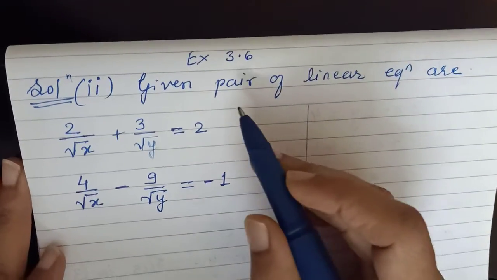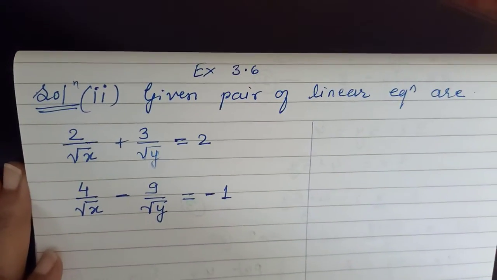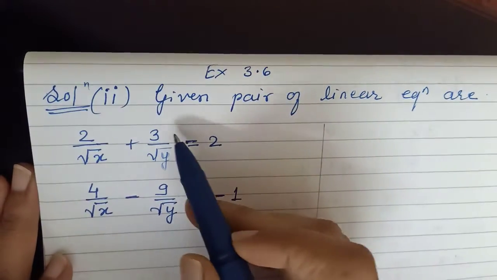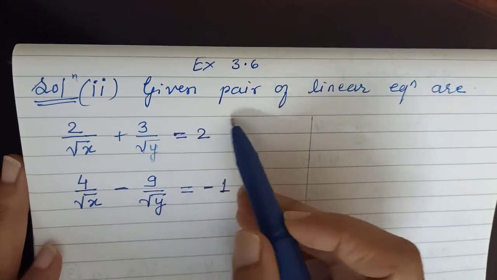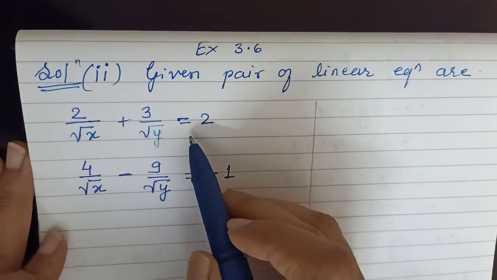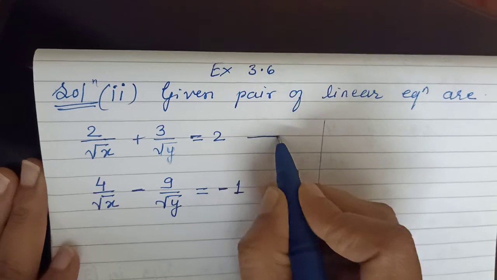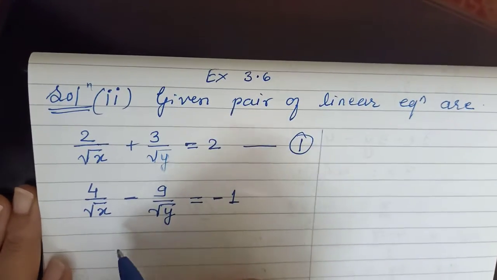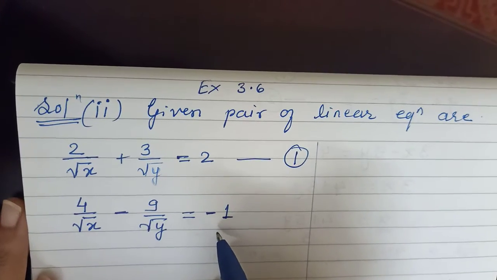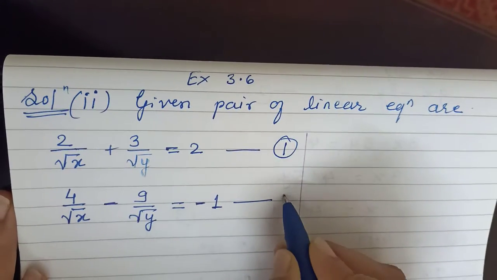Good morning children. Today we will see exercise 3.6, question number 1, and from that I am taking question number 2, where the given pair of linear equations are 2 upon root x plus 3 upon root y equals 2. We will call it equation 1. And 4 upon root x minus 9 upon root y equals minus 1. We will call it equation 2.